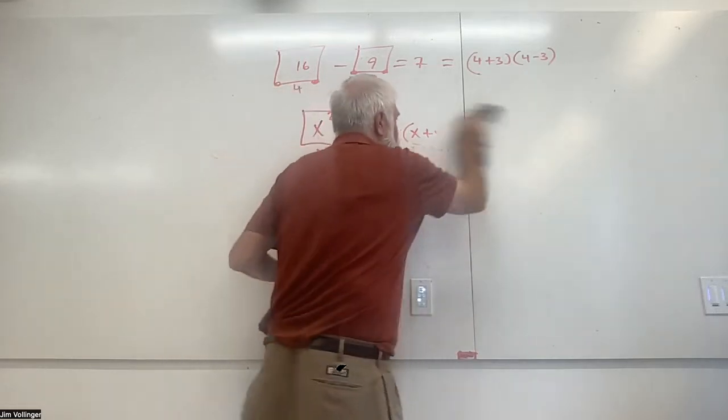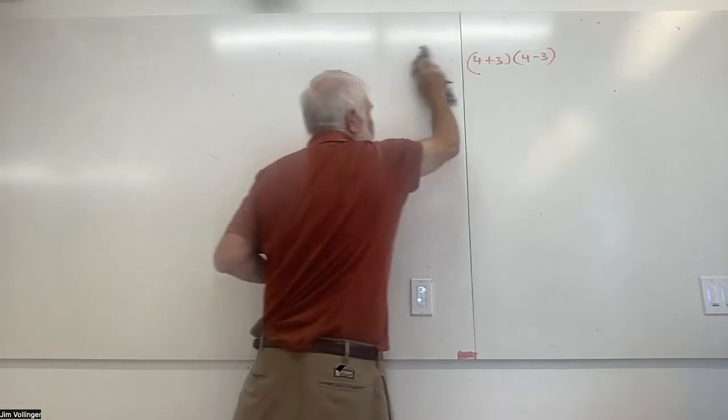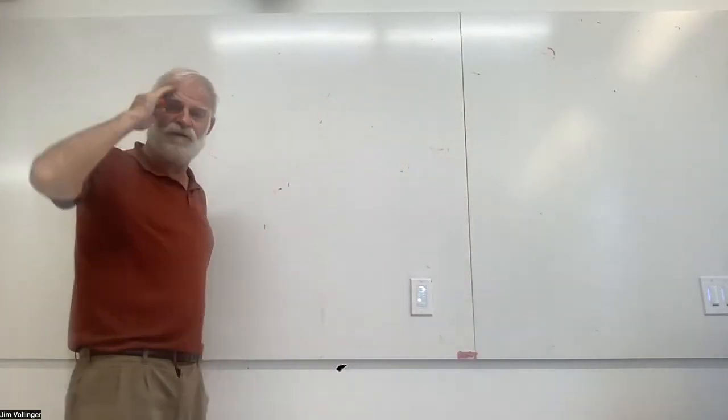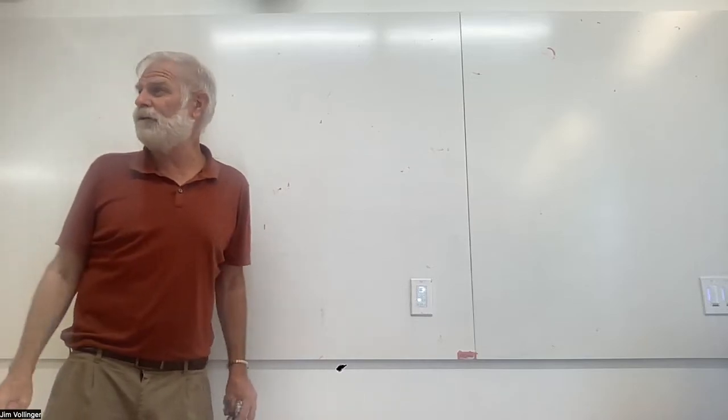And they can come to you in more complicated form than that. But any subtraction can be written as the sum of the square roots times the difference of the square roots, whether they're user-friendly numbers or not.